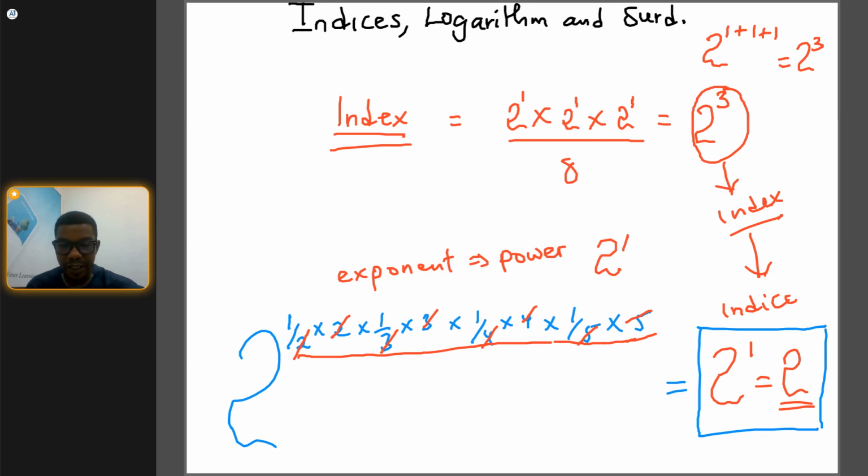I believe what we have just solved, this warm-up question, is clear to everyone. So we want to continue with the laws of indices. If you are okay with this, if it's clear to you, just type yes in the chat box so we can proceed to the laws of indices.